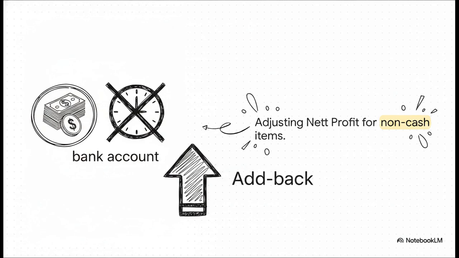But since that number is packed with accounting fiction, our very first step is to add back expenses that never actually drained our bank account. The most obvious one, depreciation. If you depreciated an asset by $10,000, your profit dropped by $10,000 on paper, but your bank account didn't change one bit. So we just add that $10,000 right back to the profit to start uncovering our real cash.